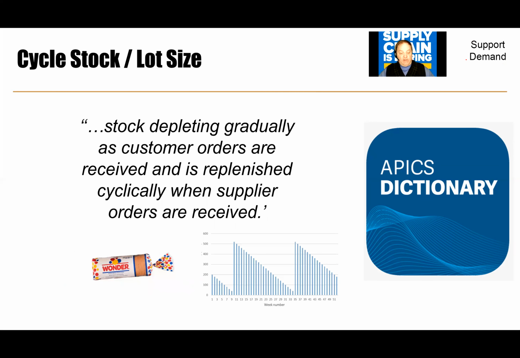The cycle stock function relates to the decision to manufacture a quantity of products, as in a lot or batch size. The driver is purchasing or producing in batches. The purpose is to reduce setup costs and avoid the loss of process capacity, specifically around manufacturing. The APICS dictionary defines cycle stock as stock depleting gradually as customer orders are received and is replenished cyclically when supplier orders are received.